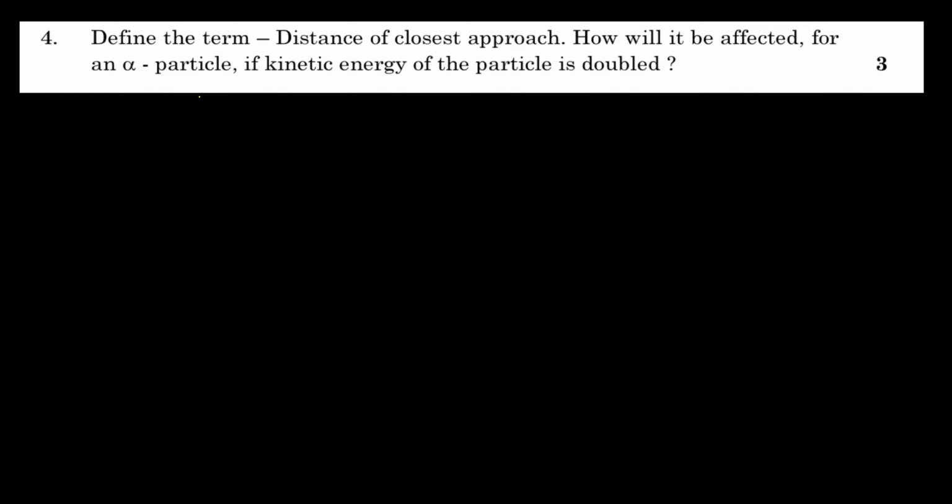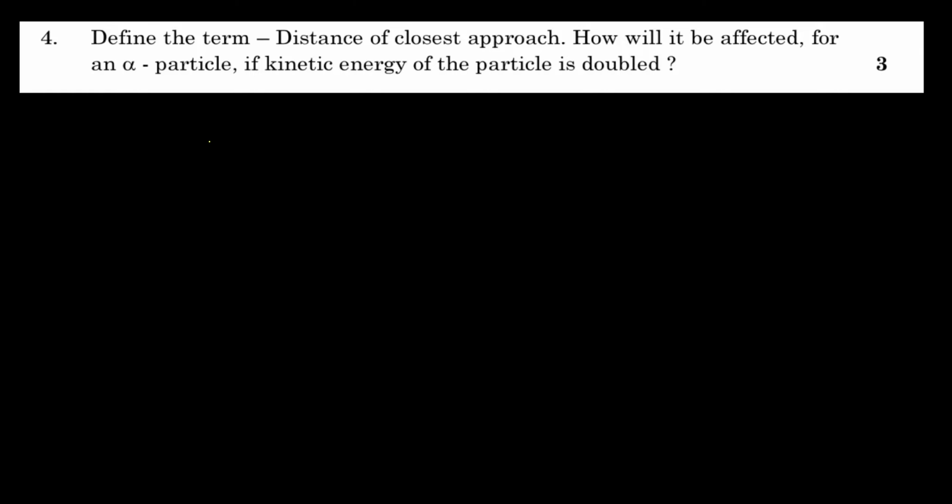The question says: define the term distance of closest approach and how will it be affected for an alpha particle if kinetic energy of the particle is doubled. So if you remember, Rutherford performed the alpha scattering experiment, or we also call it the helium nucleus impingement experiment, and this experiment was conducted to know the structure of the atom.